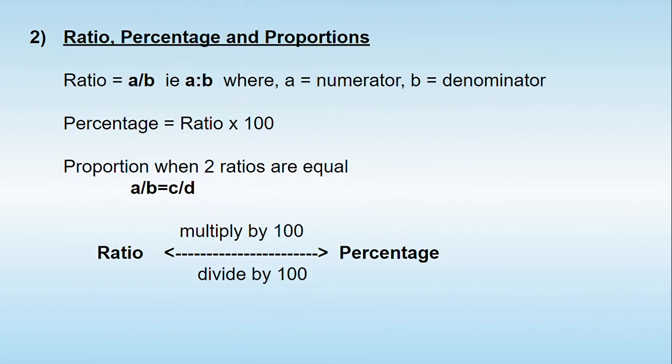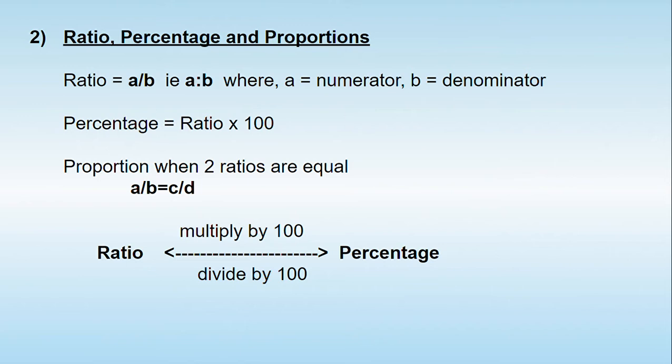Second type: ratio, percentage, and proportion. Generally, if I write a value like A over B, that means 2 over 3, so my A will be 2, that's the numerator, and B is equal to 3, that is the denominator. That's called the ratio. Now if I want to convert my ratio into a percentage, I multiply with 100, because anything I want to convert into a percentage, I always multiply with 100.